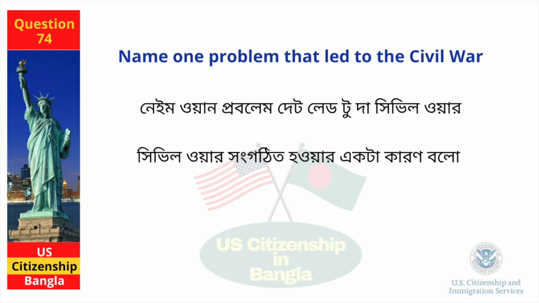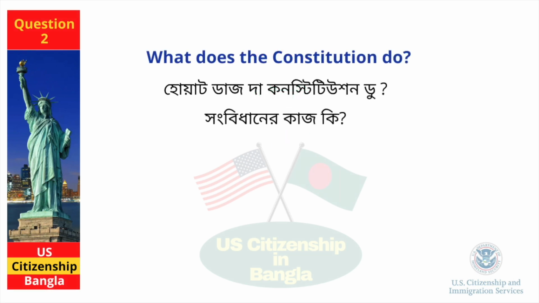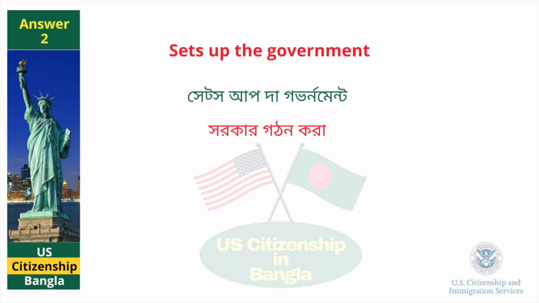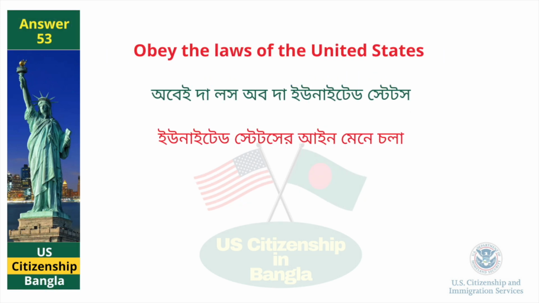Name one problem that led to the Civil War. Slavery. What does the Constitution do? Sets up the government. What is one promise you make when you become a United States citizen? Obey the laws of the United States.